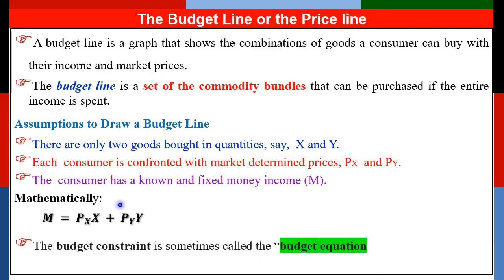Mathematically, we can express the budget equation or the budget line constraint. M, which means the money income, is equal to the price of X times the quantity of X plus the price of Y multiplied by the quantity of Y. This is the equation of the budget line. The budget constraint is sometimes called the budget equation. This one is the budget equation or budget constraint.